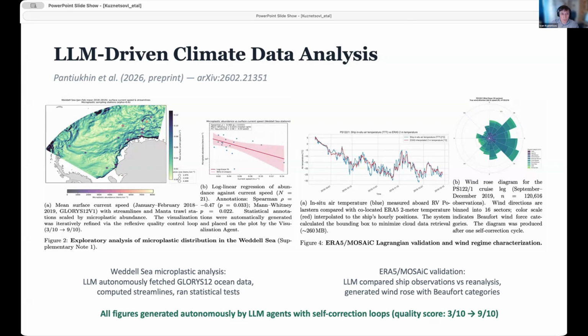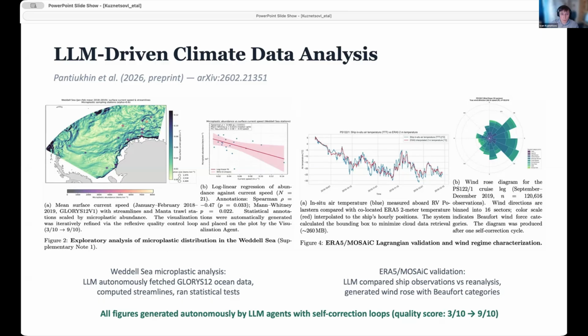speed. On the right, the agent compares the air temperature measurements from the Polarstern, the ship Polarstern, during the Mosaic expedition with RF5 2 meters air temperature. It also generates windrows and keeps the data request fairly small. So the main point here is the self-correction loop.